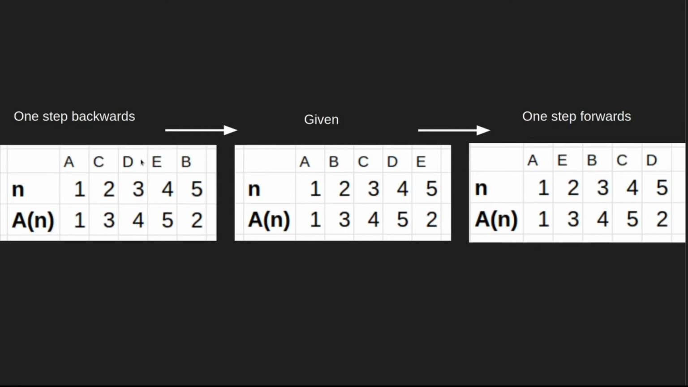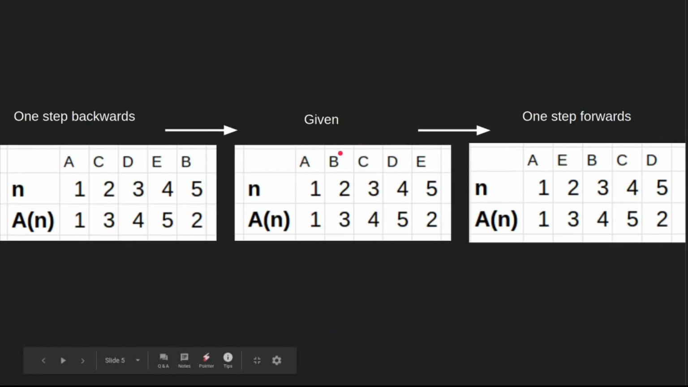Alright, let's see the same process but backwards. So now we're taking a look at the given and then one step backwards. The cow in position 1 will go to the value of position 1, a of 1, which is 1. So that will stay there. Nothing changes there.